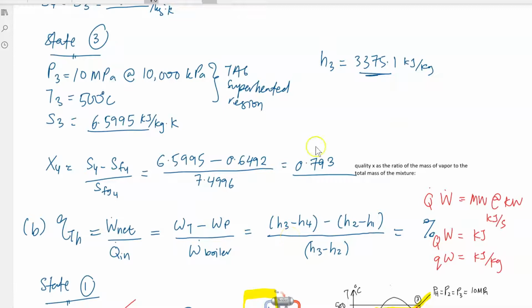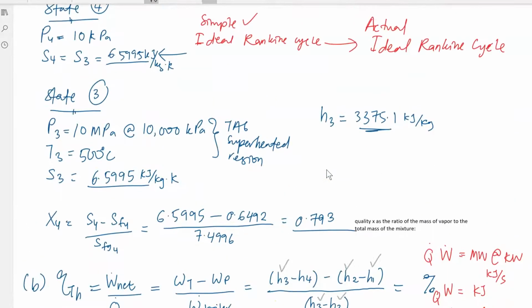By now, let's have a checklist. You already have H3, you already have H2 and H1. What about your H4 over here? Moving upwards, your state 4 is this one, 10 kilopascal, and you know S4, but you lack one value, which is your H4. Hence, this is why in the first part, it asks you to find the value of X4.